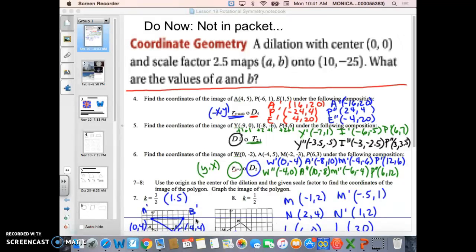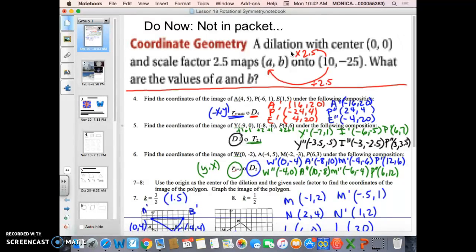It says a dilation with center (0, 0) and a scale factor of 2.5 maps A, B onto (10, -25). What are the values of A and B? Well, if you multiply A times 2.5 and it gives you 10, you're going to work backwards to figure out what A is. So you're going to divide it by 2.5. If you take 10 and divide it by 2.5, then the same thing you're going to do is take 25 and divide it by 2.5.